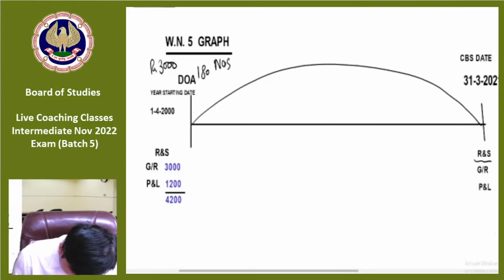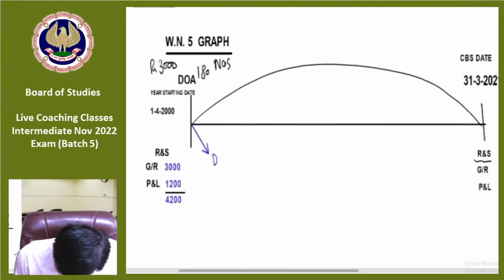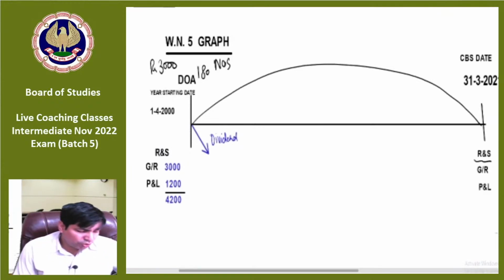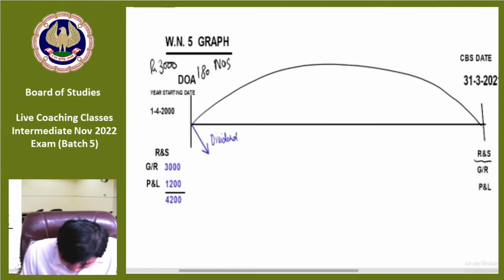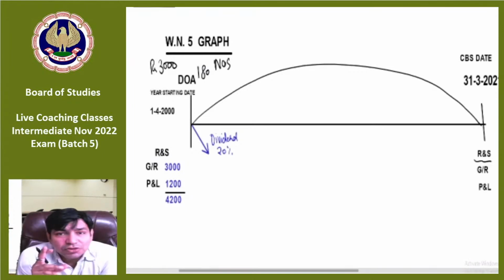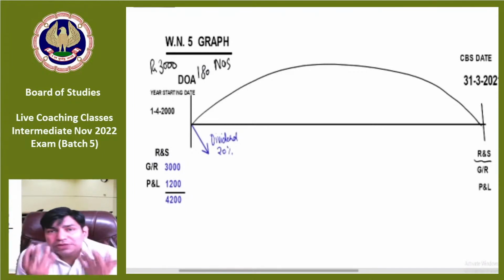I am mentioning here that on the same day the company is paying the dividend. What is the amount of dividend? 20%. That has to be calculated, of course, 20%. So for this, we need the capital balance on 31st March 2000, or you can say April 1st 2000. That is the same thing.